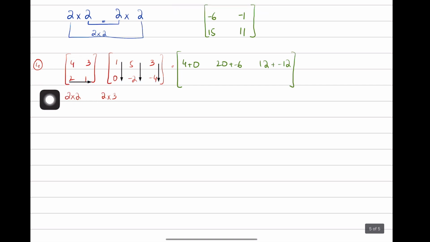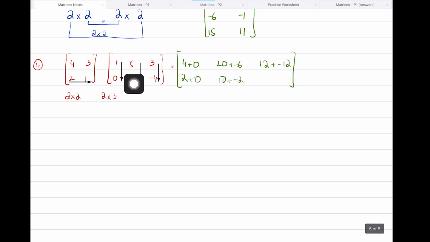So 2 into 1 is 2. 1 into 0 is 0. 2 into 5 is 10. Then 1 into minus 2 is plus minus 2. 2 into 3 is 6 plus 1 into minus 4 is minus 4. And now we simplify, so we have 4.